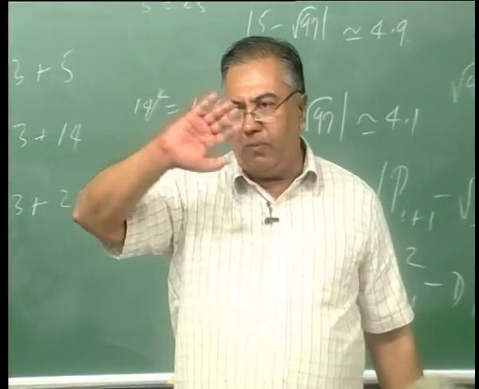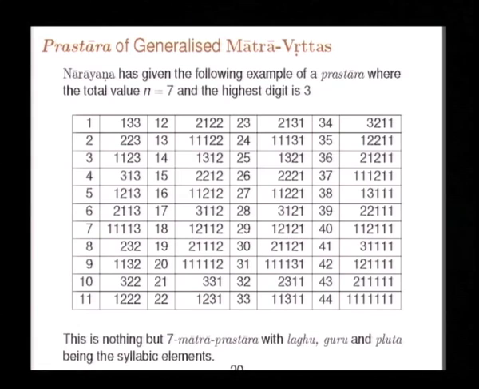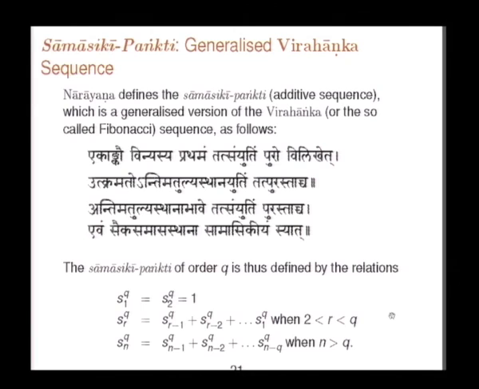The same rule for Matra Vrittas that we did earlier, only instead of Lagu and Guru you have also a Pluta, there is no change in there. Now, to understand the Sankhya of this, we go back to the beginning of the chapter itself, where Narayana has discussed various sequences. So, we will go back to this Samasiki Pankti, which was discussed in the last class. So, let us look at it once again.